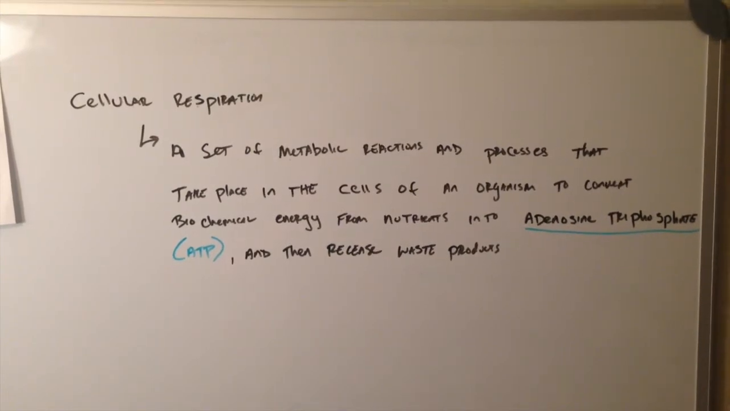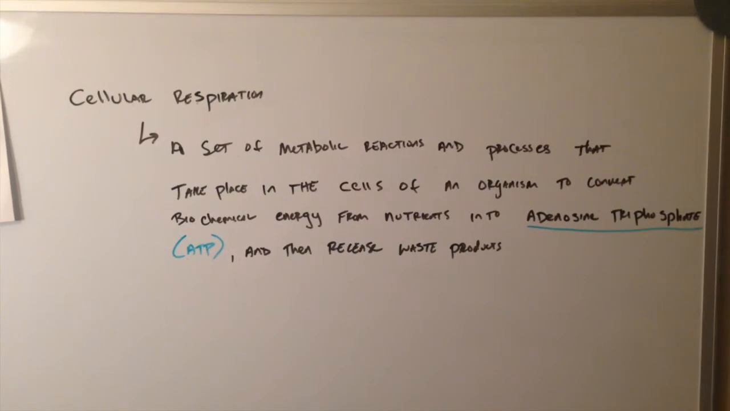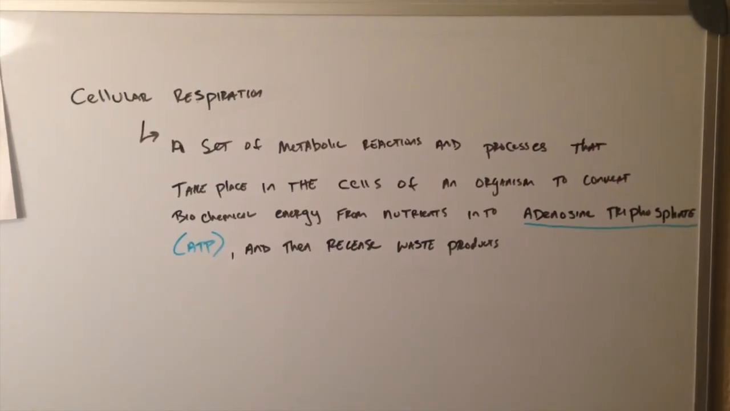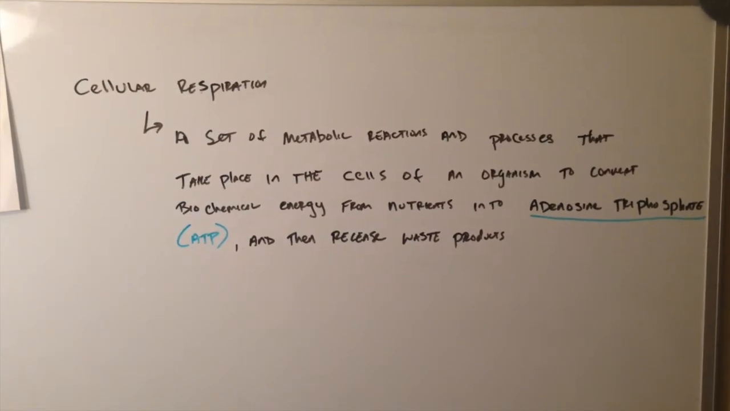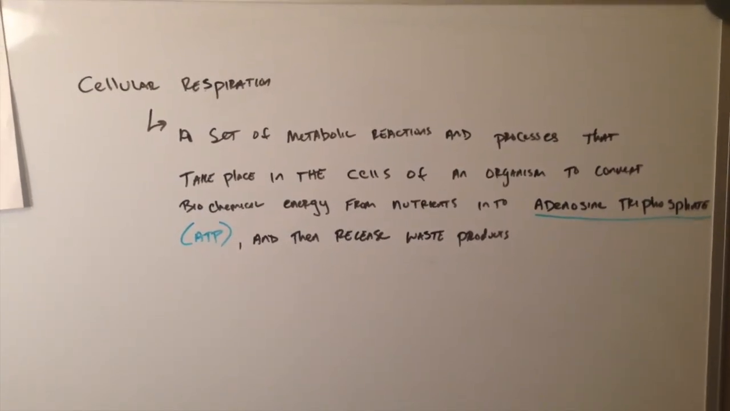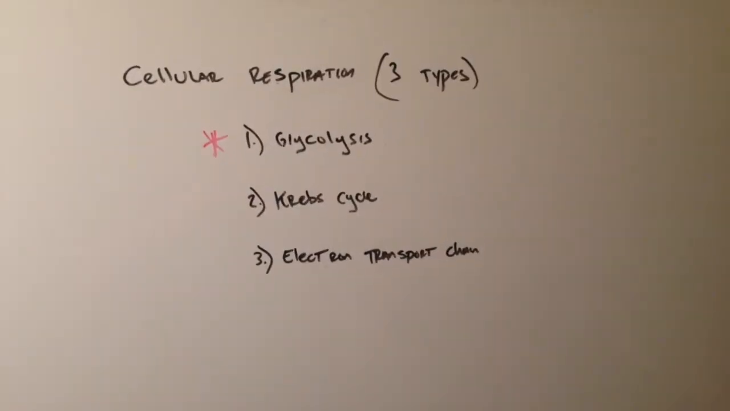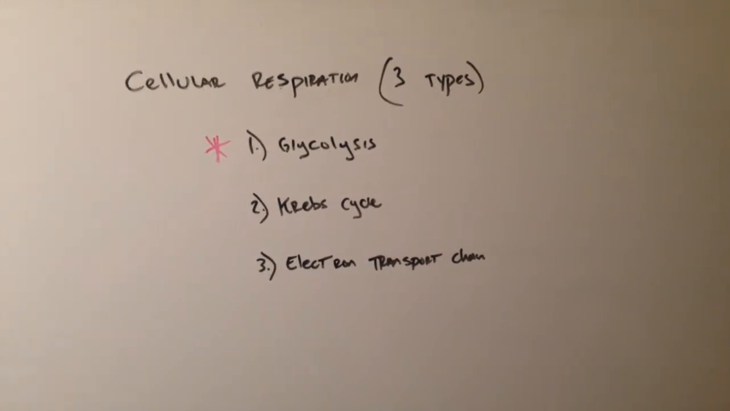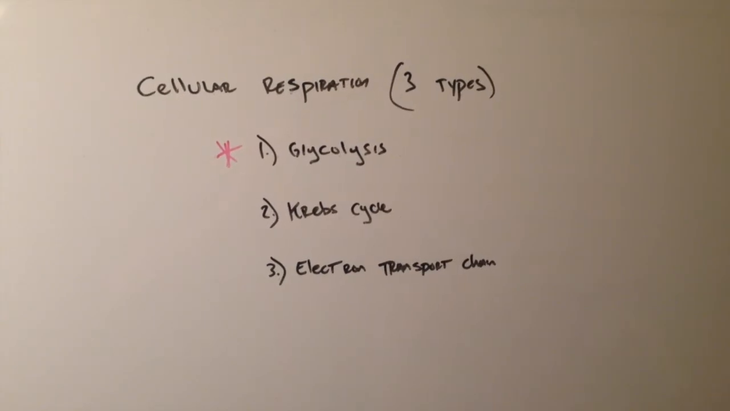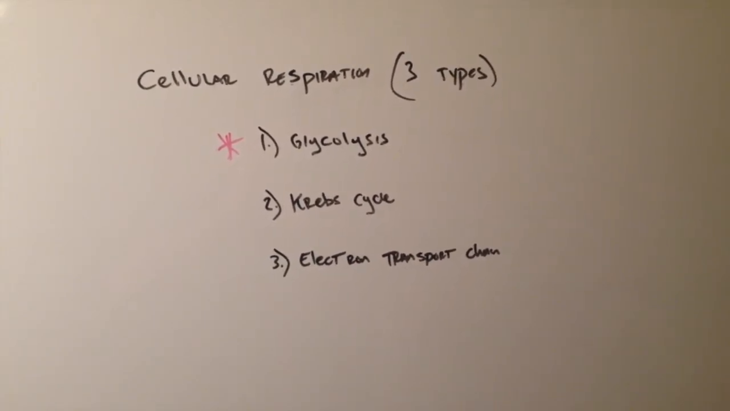It is a set of metabolic reactions and processes that take place in the cells of an organism to convert biochemical energy from nutrients into adenosine triphosphate, otherwise known as ATP, and then release waste products. There are three types of cellular respiration: glycolysis, Krebs cycle, otherwise known as the citric acid cycle, or electron transport chain. Today we will be reviewing glycolysis.